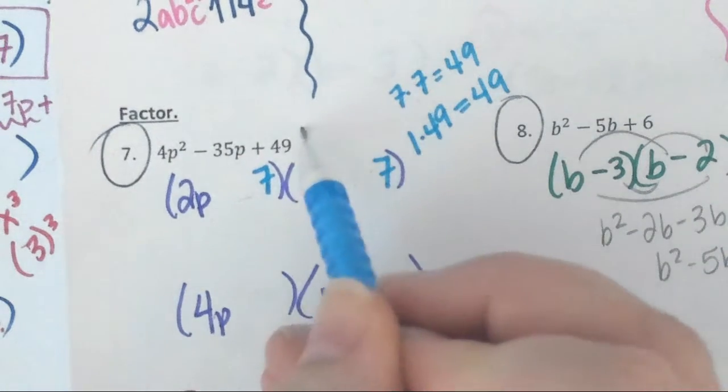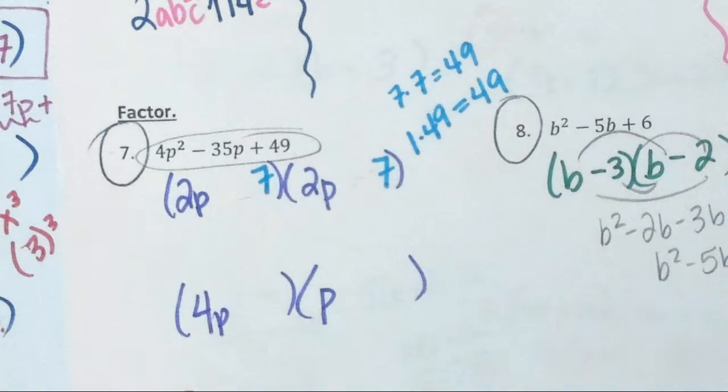Look at what we're given. We have to be very careful. We want the middle to be negative. We want the last to be positive. So we need both. We need both negative.